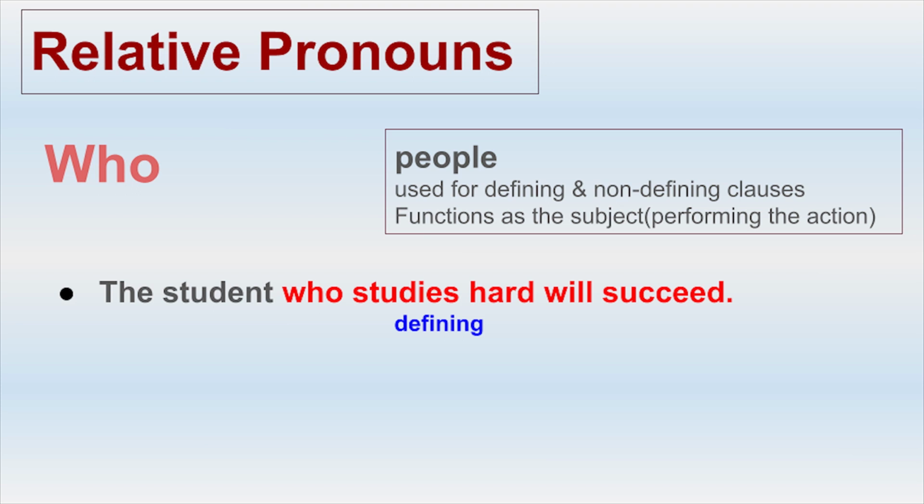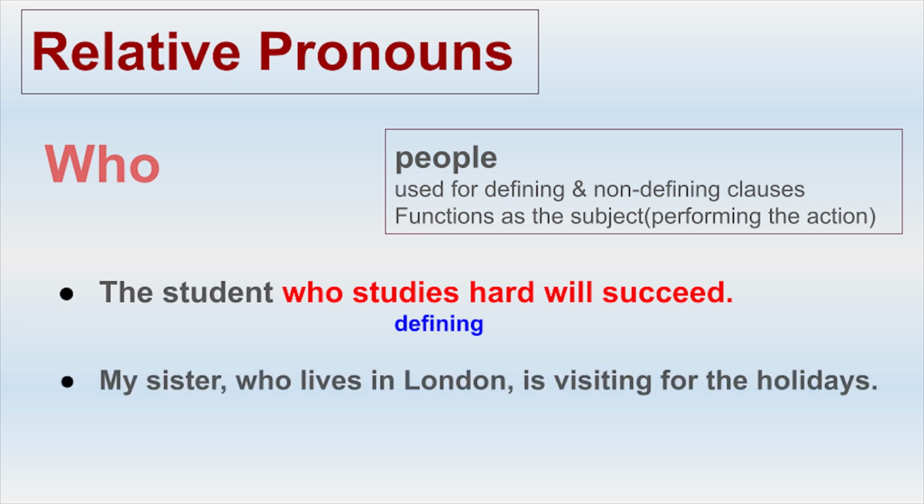Now let's look at who when it is used as a non-defining clause. My sister, who lives in London, is visiting for the holidays. Who lives in London is a non-defining clause. It provides additional information, but that information is not necessary. It is offset by commas.